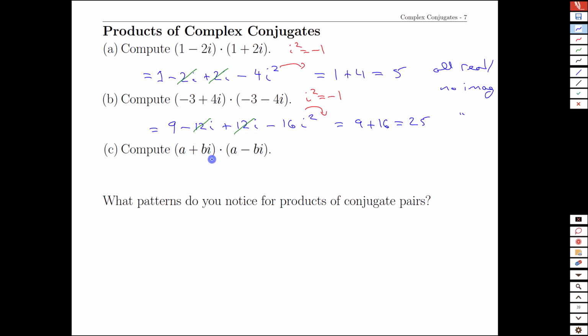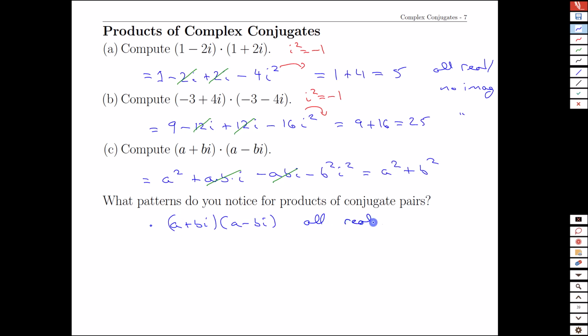Finally, we can take a look at the general case here. And if we expand that out, we're going to get a times a squared, plus a times b times i for these two terms, and then minus a times b times i for the other term. And then we get a minus b squared and an i squared. Again, the i terms, the purely imaginary parts, are going to cancel and go away. And we're going to use i squared equals minus 1 here. And we're going to end up with a squared plus b squared. So the nice pattern that we see here is that a plus bi times a minus bi is all real with no imaginary component.